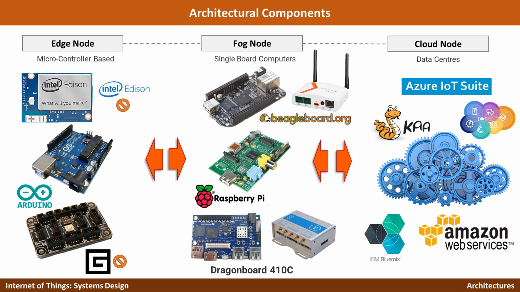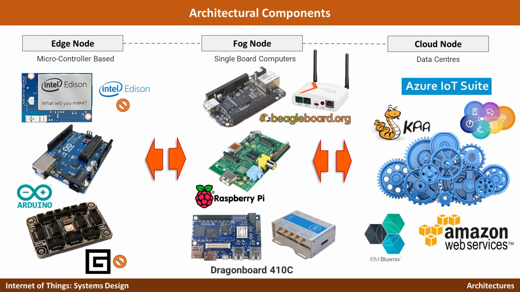And then the fog node, which we also call single board computers, which we briefly discussed before with the Raspberry Pi. But there are other boards from different vendors as well. A Dragonboard is one of them, a BeagleBoard.